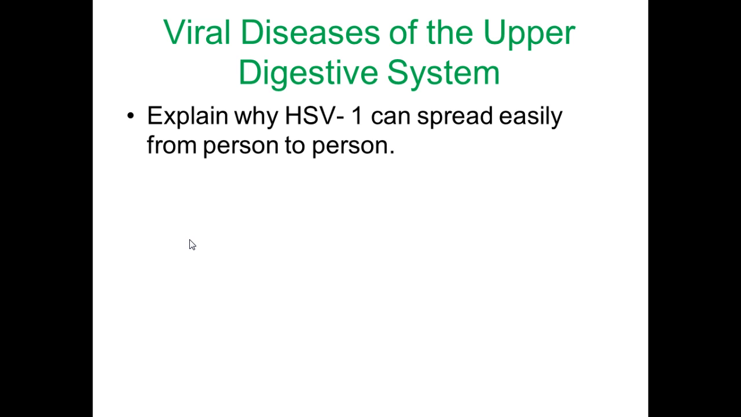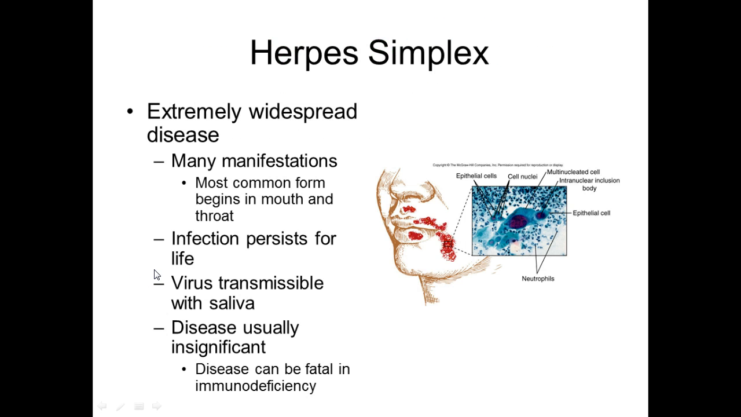Herpes simplex virus type 1 can easily spread from person to person. And the bad news with herpes viruses is once infected, always infected. The most common manifestation of it around the mouth is what we commonly refer to as cold sores. Okay, and this is when the virus is multiplying, it's erupting, the immune system is responding, and you get that sore. The virus is typically transmittable via saliva.